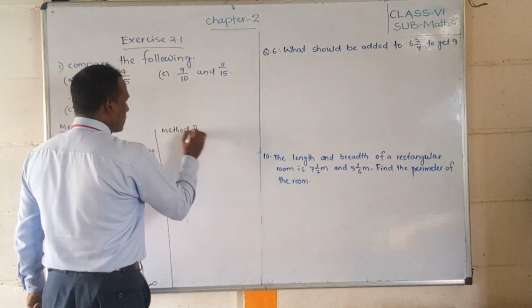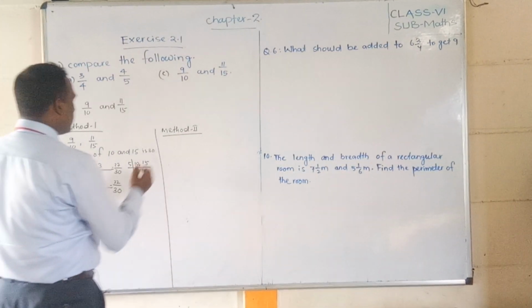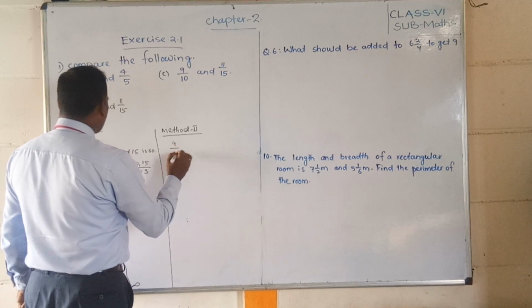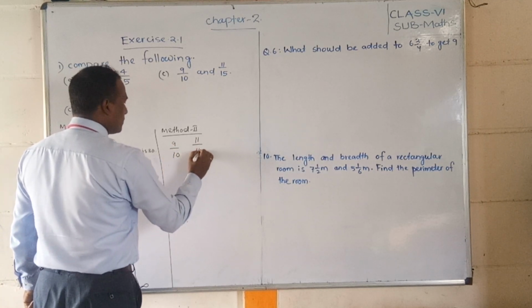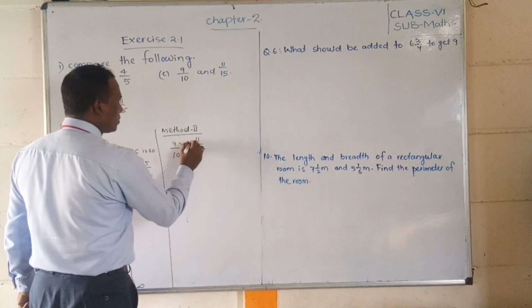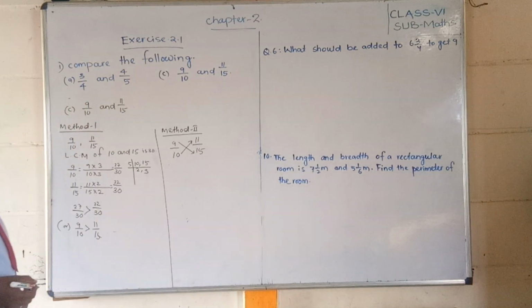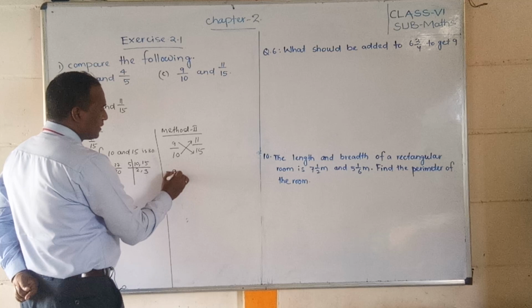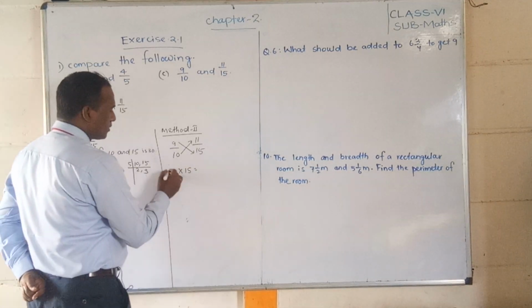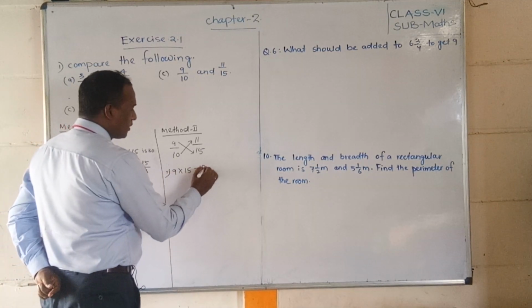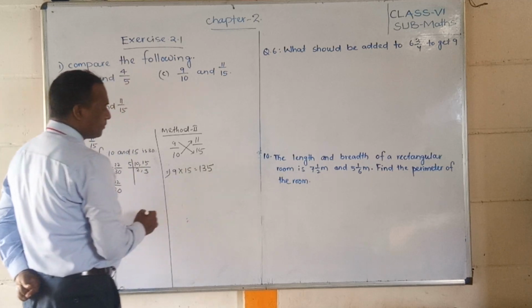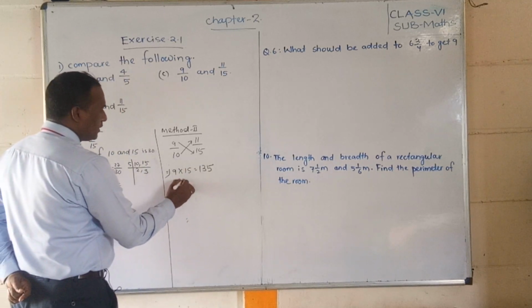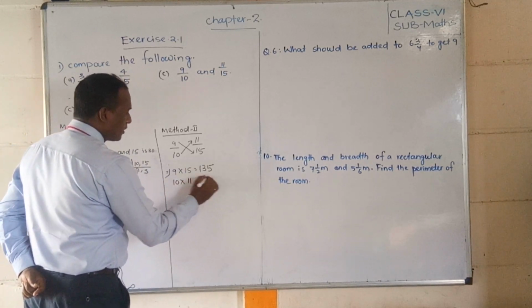Method 2. What is that? We can take 9 by 10 and write here 11 by 15. So do cross multiplication, it is a very easy method, students, the second method. So what you have to do, we can write 9 into 15 is equal to 135, and 10 into 11 is equal to 110.